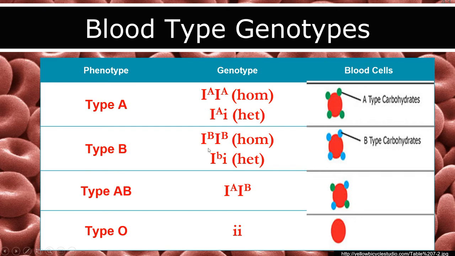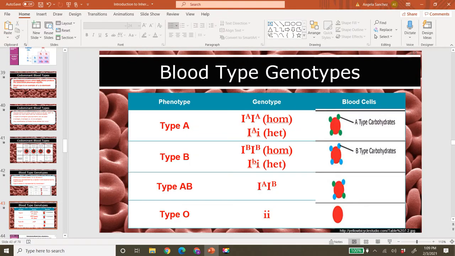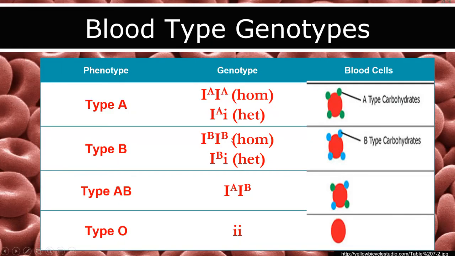Type B works the same way. It can either be homozygous type B or heterozygous type B. That should be an uppercase I. I keep thinking I'd change that. But either one will produce a type B phenotype.